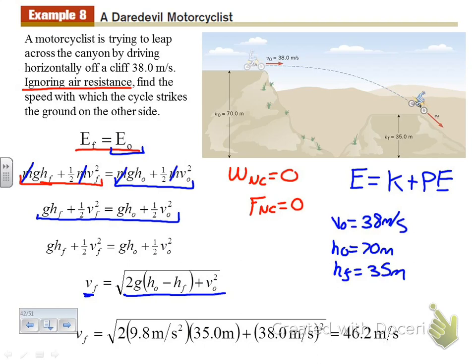We plug in 9.81 for g, 70 meters for our initial height, 35 meters for our final height, and our initial velocity, which is 38 meters per second. When we plug that in, we find that the final velocity when the motorcyclist lands on the ground is equal to 46.2 meters per second.